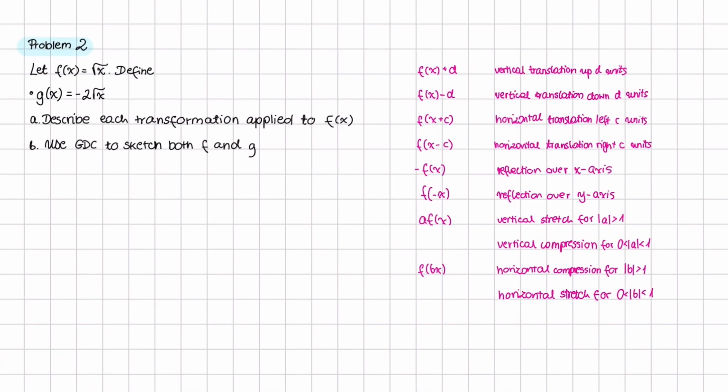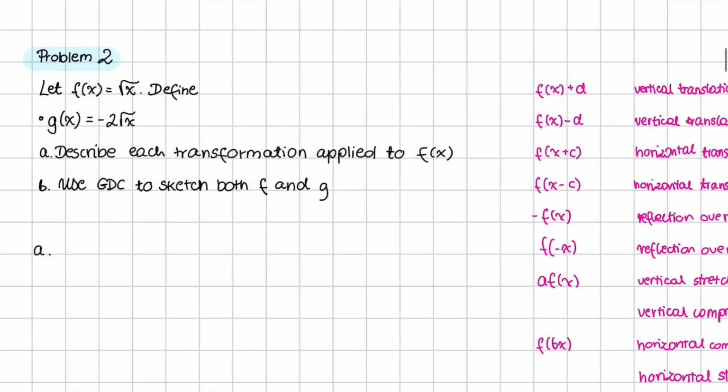Problem 2, let f equals square root of x, define g equals minus 2 square root of x. A, describe each transformation applied to f. So we can observe that our function g is different because it has minus 2.